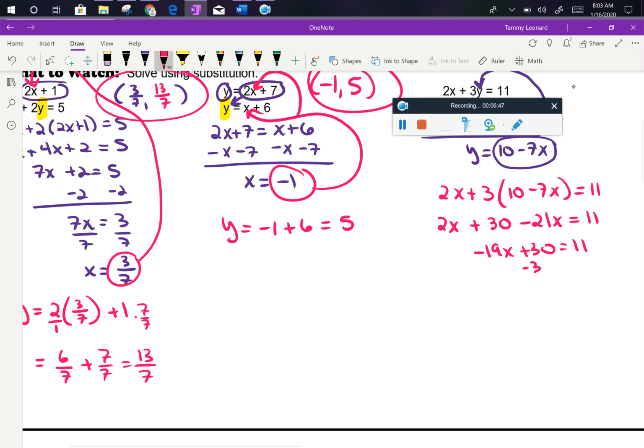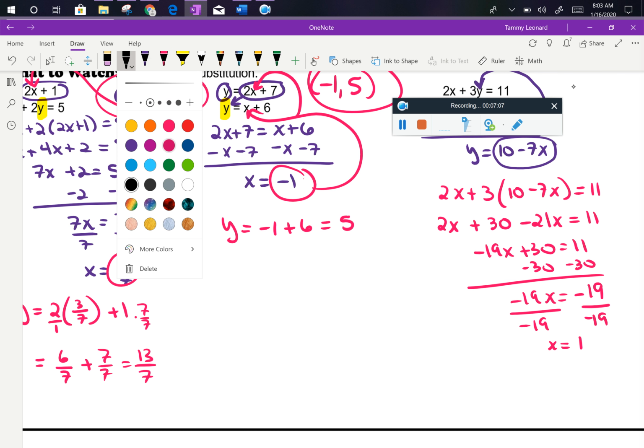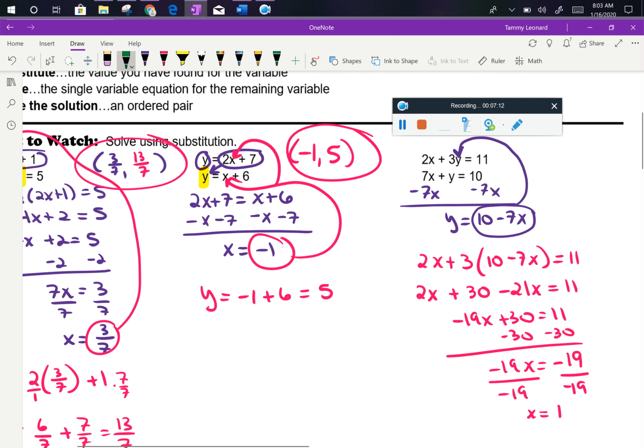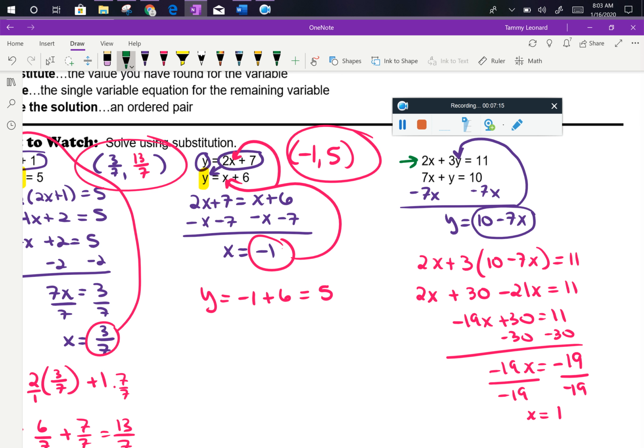We can subtract 30 from each side. So negative 19x equals negative 19. And when we divide both sides by negative 19, we see that x is equal to positive 1. So we're back to step 4, substitute for the second time. So now when I substitute, I'm going to take that x equals 1, and I can go back to this first equation, the original second equation, or even this isolated version of the second equation. And that's where I'm actually going to go because that looks the easiest place to put that x.